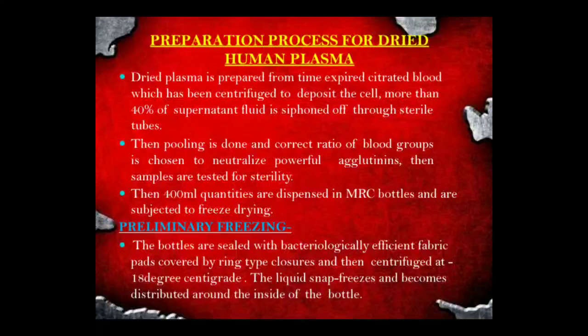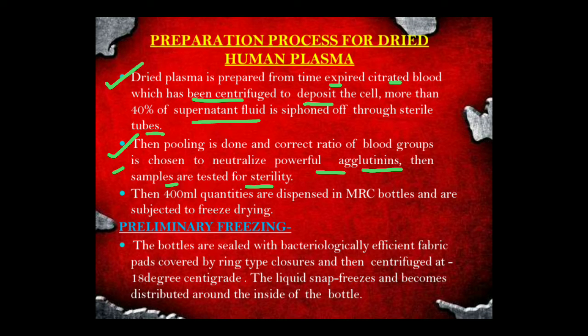So now we are going to study the preparation process of dried human plasma. Dried human plasma is prepared from time-expired citrated blood which has been centrifuged to deposit the cells. More than 40% of the supernatant fluid is siphoned off through sterile tubes. Then pooling is done and the correct ratio of blood groups is chosen to neutralize the powerful agglutinins. Then samples are tested for sterility. The ratio I have already mentioned in the earlier slide.